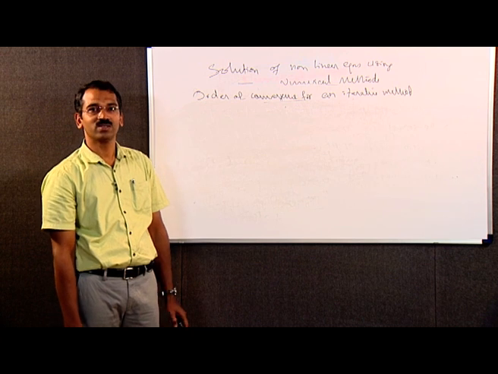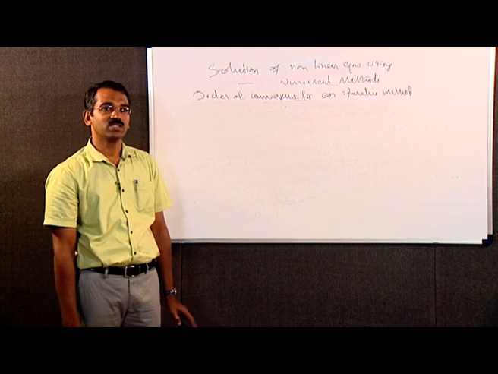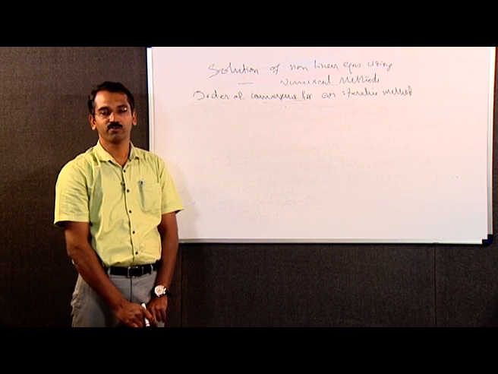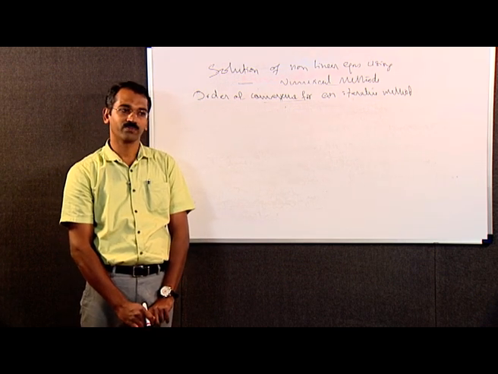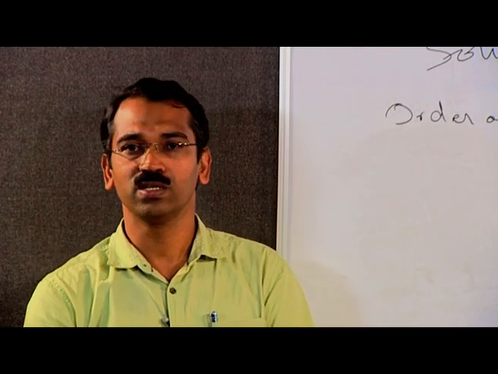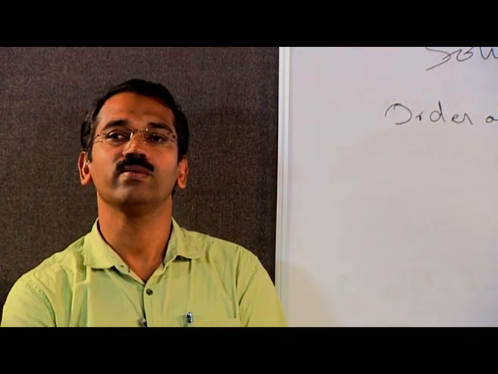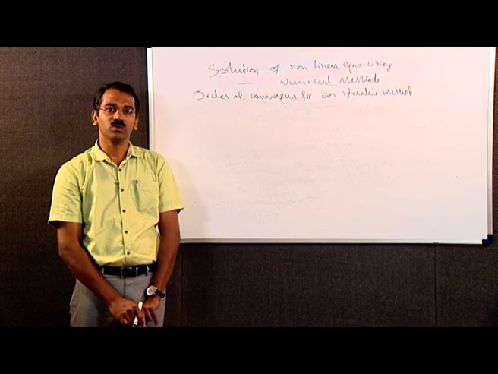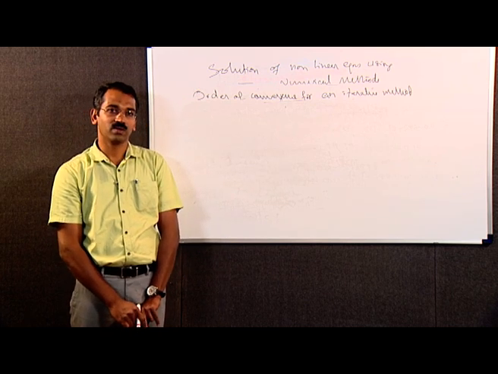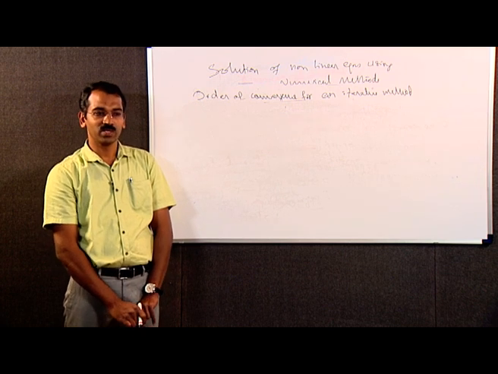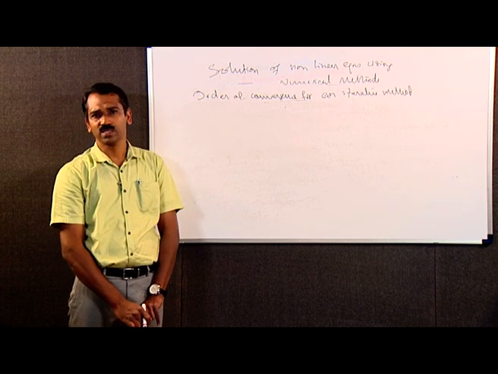Let me conclude this session. In this session, we discussed two numerical methods to solve equations of the form f of x equal to 0. The first method is the bisection method. In the bisection method, we find the interval of approximation and bisect the interval. Continue the procedure up to the desired accuracy. The second method is the fixed point iteration method.